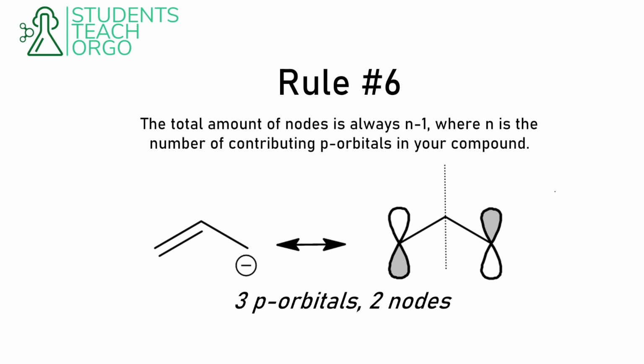And the sixth rule is that the total amount of nodes is always n minus 1, and n is the number of contributing p orbitals in your compound. In this case, we have 3, 1, 2, 3. So n minus 1 is going to be 3 minus 1, which is 2 nodes. So you're going to have 2 nodes in total at the most.